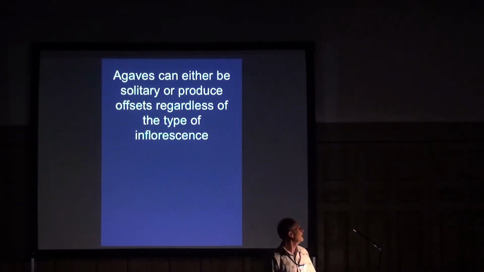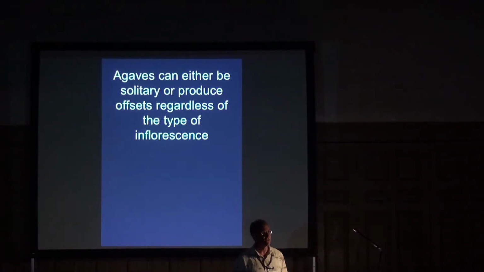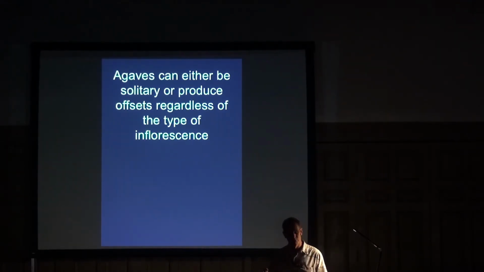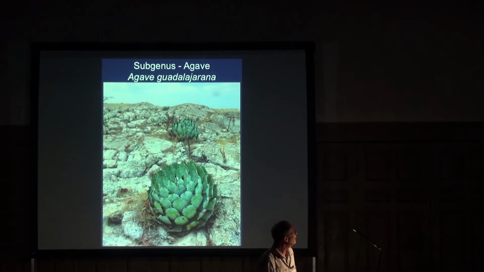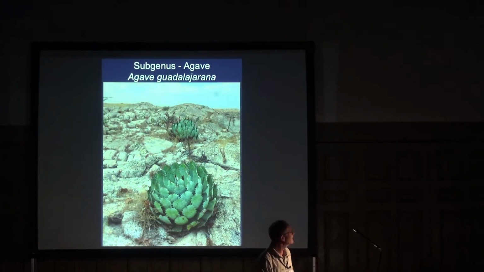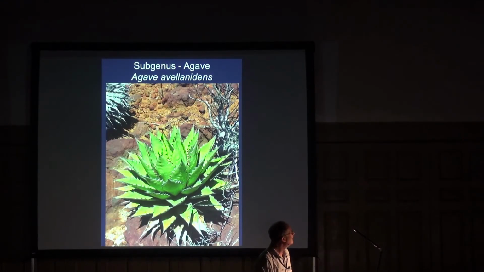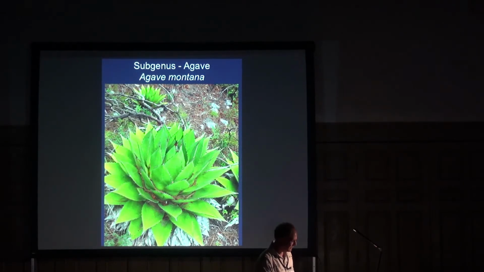Okay, agaves can either be solitary or produce offsets regardless of which type of inflorescence. So both subgenera will produce, some plants will produce offsets, some will be solitary. So let's look at some of those examples as well. In the subgenus Agave, we'll look at some of the solitary types. Agave guadalajarana, typically solitary in habitat. Agave avellanidens, again, typically solitary in habitat. And Agave montana, solitary in habitat.